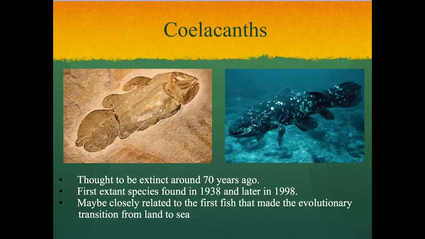This fish was thought to be extinct 70 years ago, but was later found in 1938 by fishermen in Africa, and later again in 1998 in Indonesia. This fish has special features such as fleshy fins that resemble limbs of four-legged land animals with backbones. This fish may be closely related to the first fish that made the evolutionary transition from sea to land. On the left is a fossil of a coelacanth, and on the right is a living animal today.